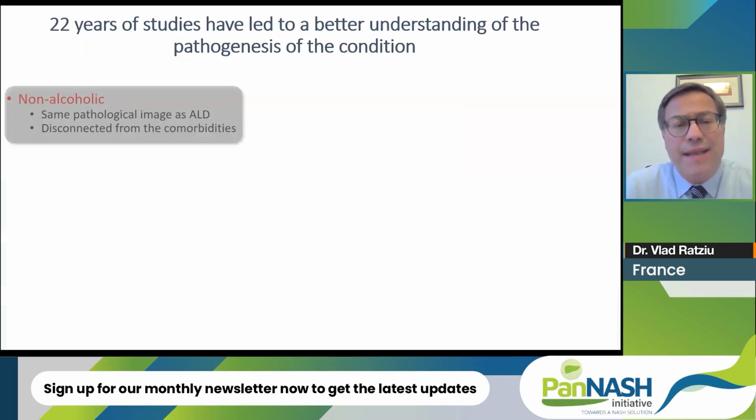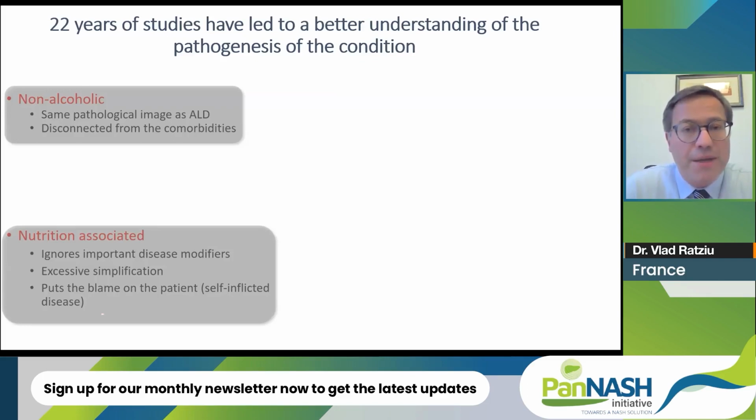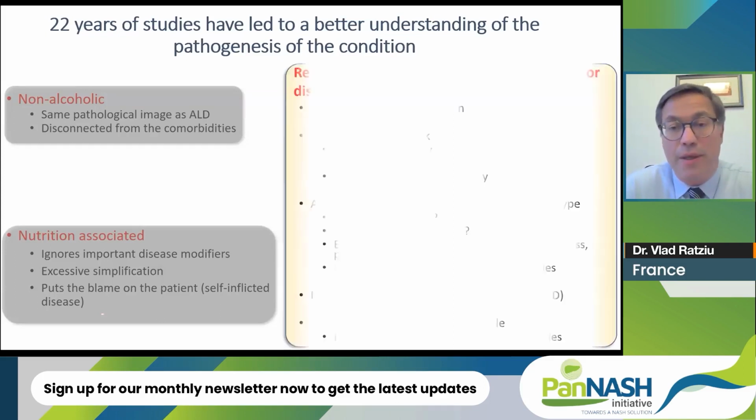Now, the term non-alcoholic stems from the fact that early observations have shown that it has the same pathological image as alcoholic liver disease, but it does not convey the concept that this condition is, in fact, very strongly connected with metabolic comorbidities. The term nutrition-associated, which was also proposed some time ago in order to have a better word than non-alcoholic, actually ignores important disease modifiers, which are not all based on nutrition, which might be genetic, for instance. It is an excessive simplification because it's not all about what you eat in this disease, and it also puts the blame somehow on the patient by suggesting that this could be a self-inflicted disease, while the pathogenic reality is much more complex than that.